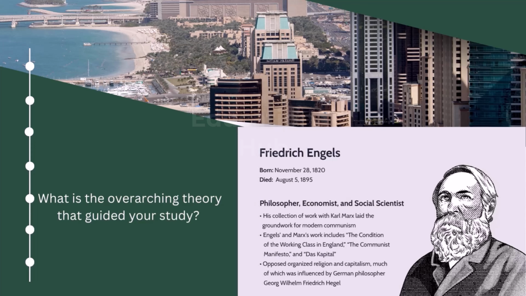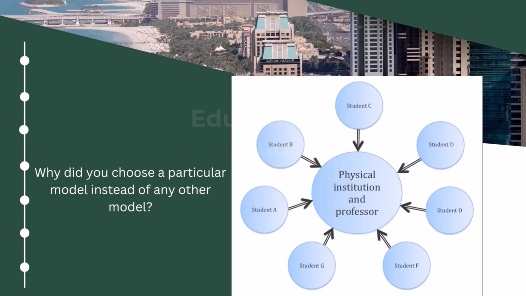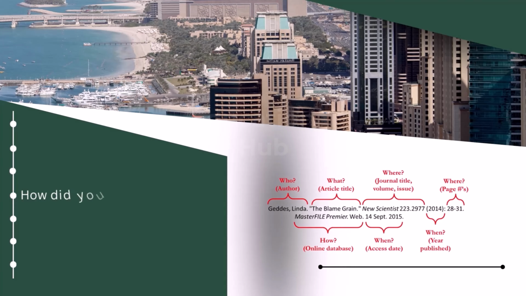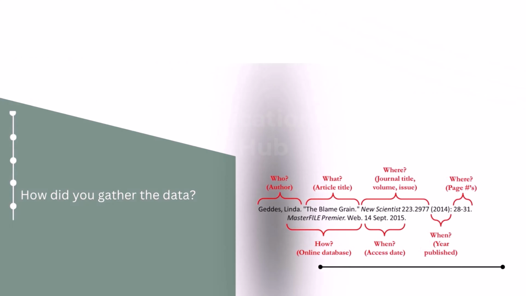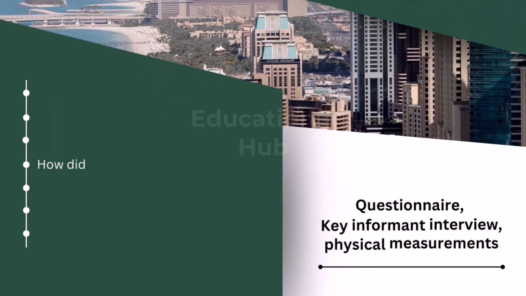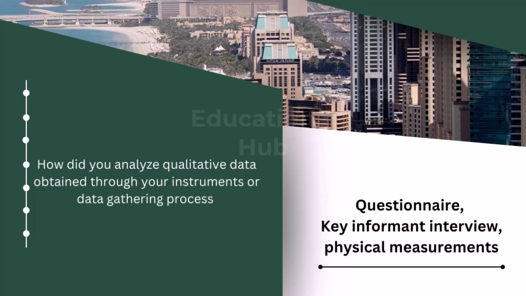4. Why did you choose a particular model instead of any other model? 5. How did you gather the data? Additional tip. Cite the sources and justification. 6. How did you analyze qualitative data obtained through your instruments or data gathering process? Questionnaire. Key informant interview. Physical measurements.